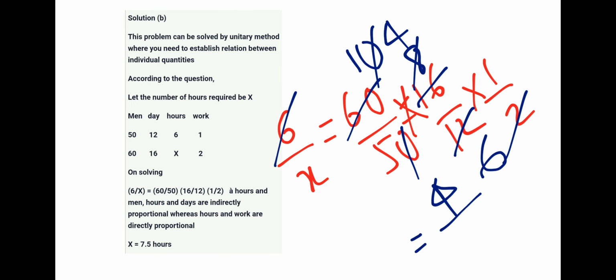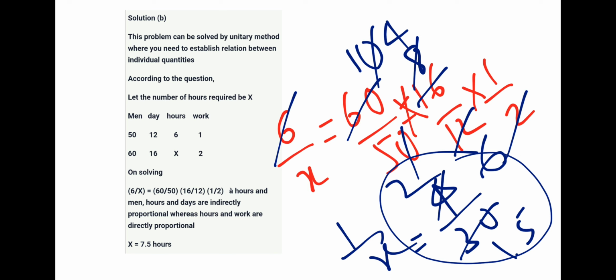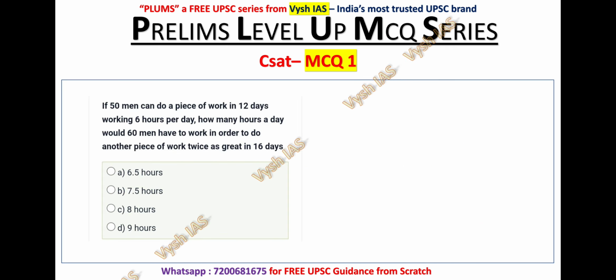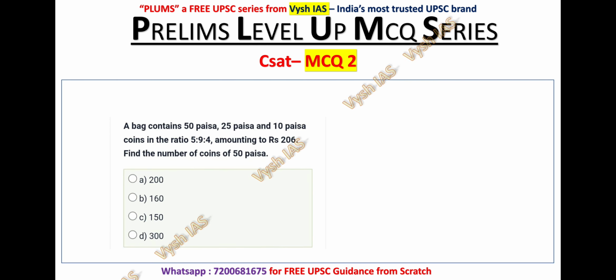4 by 5, 6 fives are 30. 2 twos are... 2 ones are 2 fives. Okay, 2 by 15. 1 by x is nothing but 2 by 15. x is 15 by 2. It's nothing but 7.5, which is the correct answer for MCQ number 1. That is option B is the correct answer.